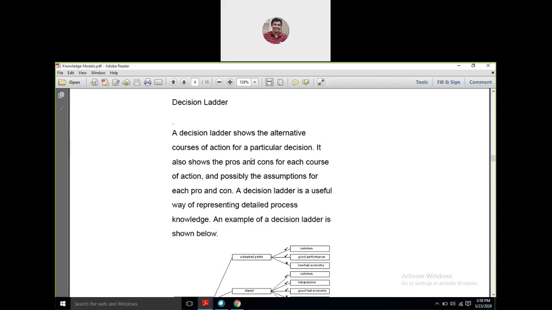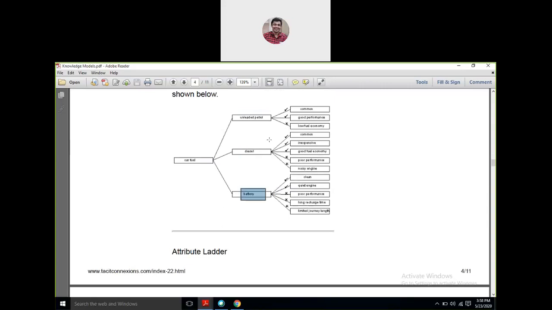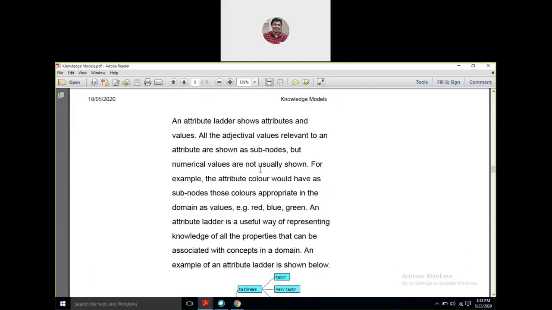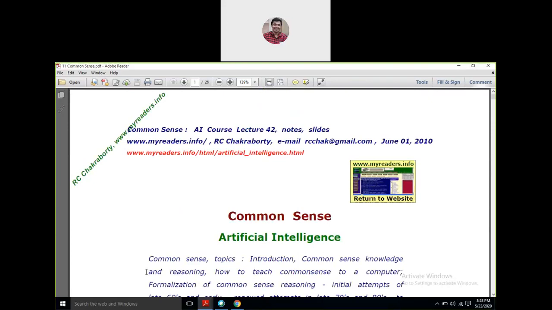In the case of the decision ladder, I do have certain things like car fuel. It can be unleaded, diesel, or battery. Unleaded fuel is more common. It has good performance and a low fuel economy, whereas diesel fuel has all these other things. These are the things that you need to know, right?